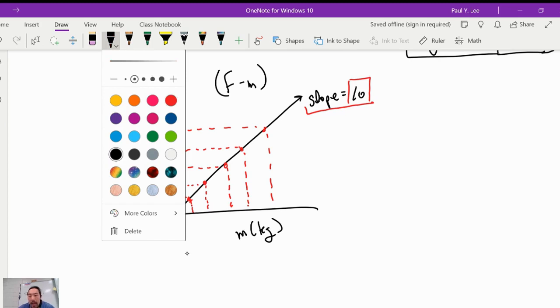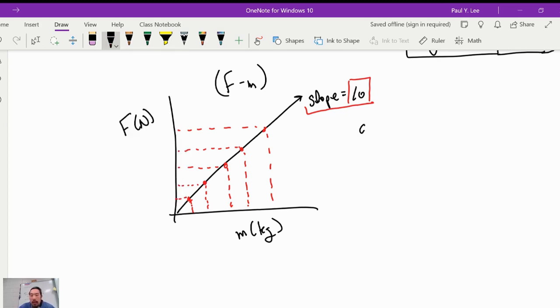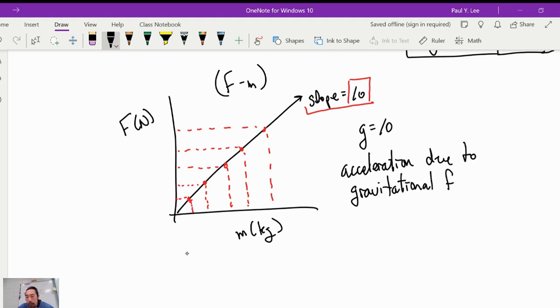And what that 10 is, is g. g is 10, and that's not like a special or a different letter or a common letter g. This is a very special letter g. This g is the acceleration due to gravitational field strength. Oh my gosh, that's a mouthful. This is the acceleration due to the gravitational field strength.